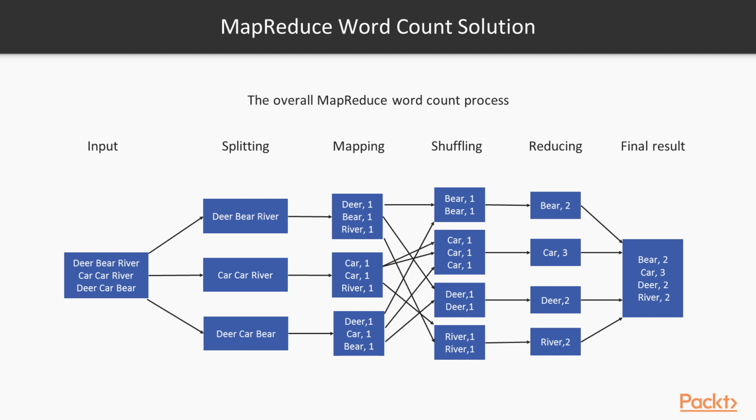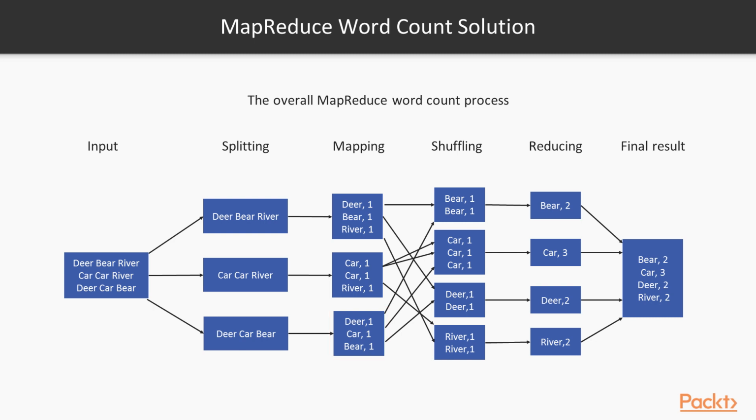Then the mapping phase takes every word from the first partition and maps it to a tuple where the first element is a word and the second is a count. We can see that deer is mapped to deer 1, beer 1, river 1, and so on. And this is happening for every partition.